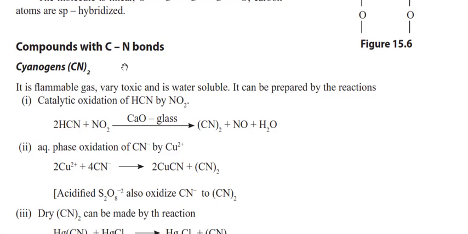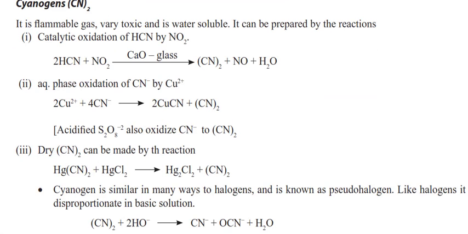And this CN has a very good property: it can act as a pseudo halogen, which we already learned in group 18, when we learned about groups 17 and 18. So we had learned this term pseudo halogen. This is a flammable, toxic and water-soluble gas, and it can be prepared by the following reactions. If you react hydrogen cyanide and nitrogen dioxide, you can produce cyanogen.